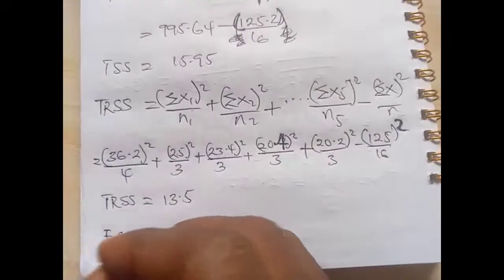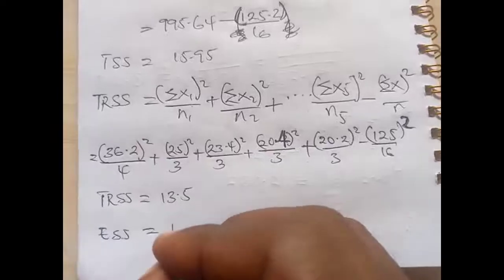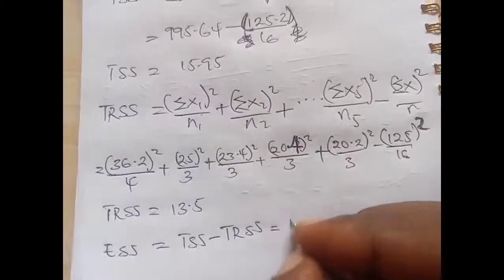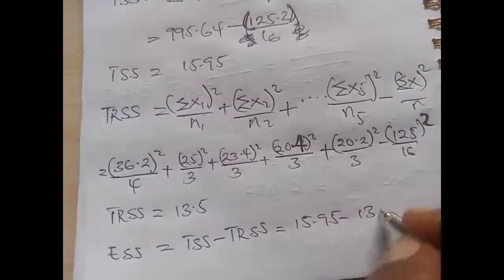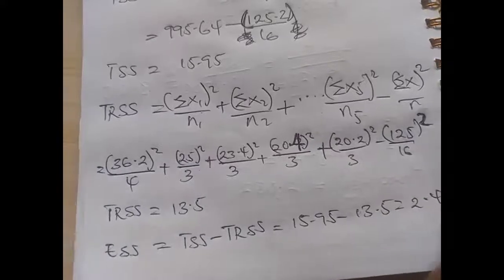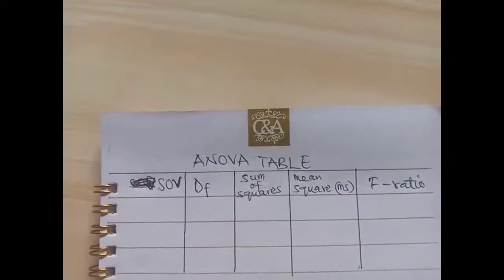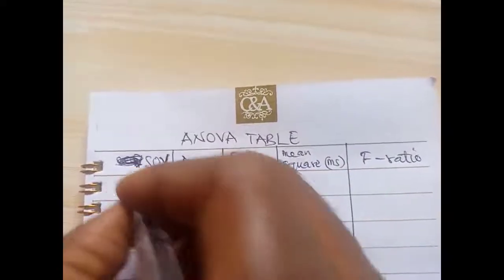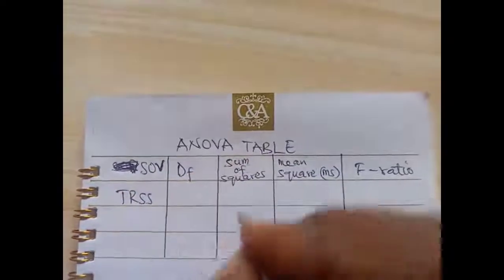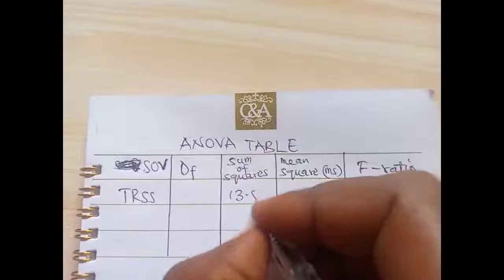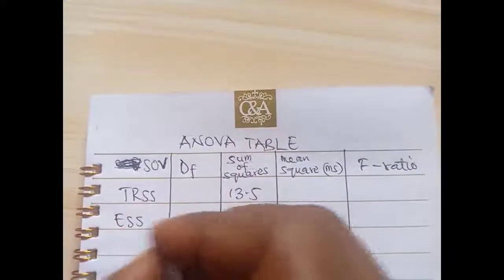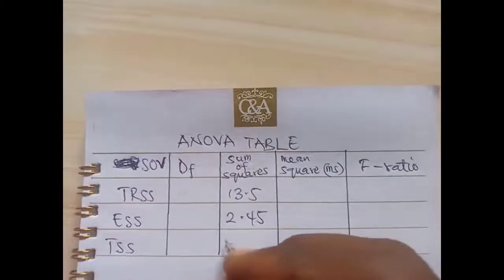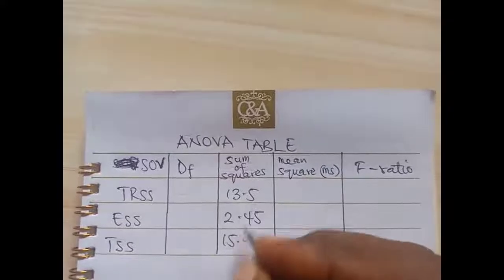The next one is the error sum of squares. For us to easily get the error sum of squares, it is total sum of squares minus treatment sum of squares. So which is 15.95 minus 13.5, which gives us 2.45. So the next thing to do is to draw our Anova table. The source of variation, for the first one we have treatment sum of squares, which we got as 13.5, and error sum of squares, which was 2.45. The total sum of squares was 15.95. You add these two, you get this.